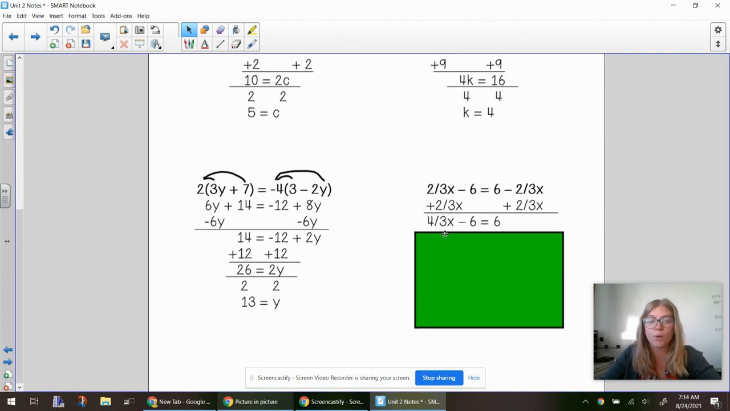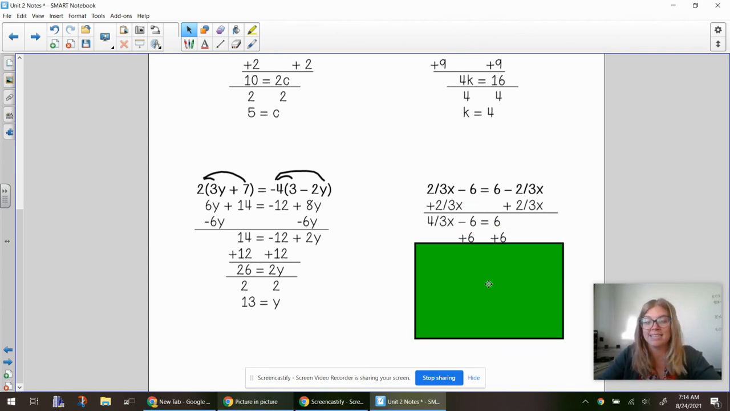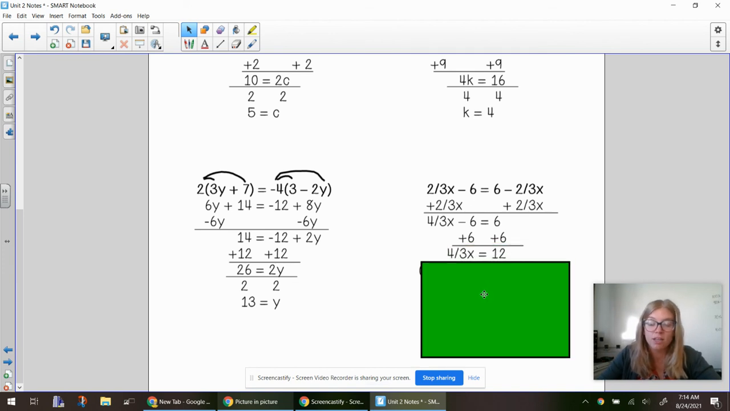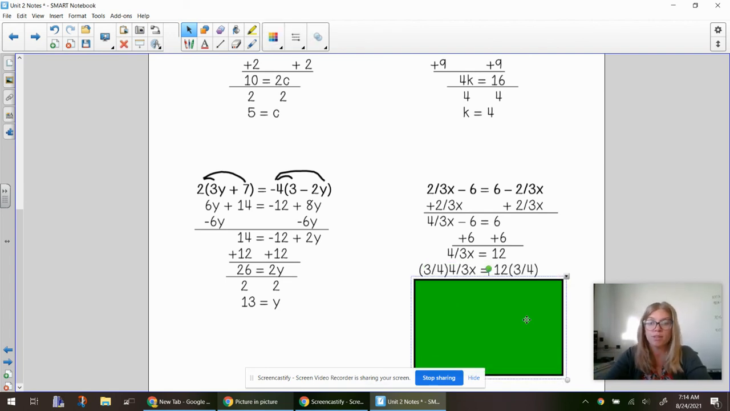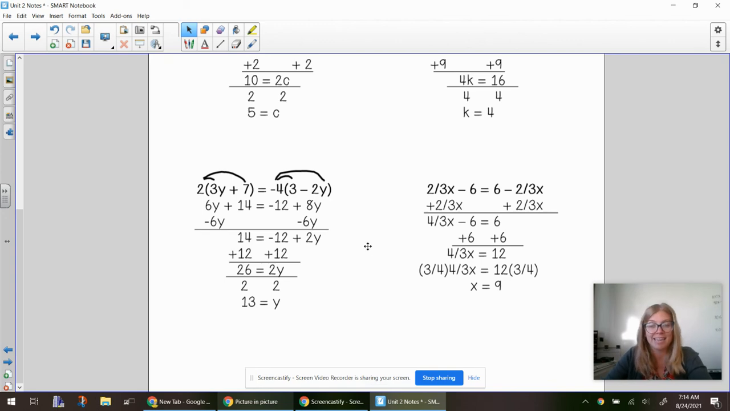So I'm going to add 2/3 x on both sides of my equal sign. That gives me 4/3 x minus 6 equals 6. Now I'm going to add 6 to both sides of my equal sign. 4/3 x equals 12. And as we've talked about before, now I have a fraction being multiplied to a variable. So I need to divide to undo it. But dividing by a fraction is the same as multiplying by its reciprocal or its flipped fraction. So I'm going to multiply both sides by 3/4. And I get x equals 9.